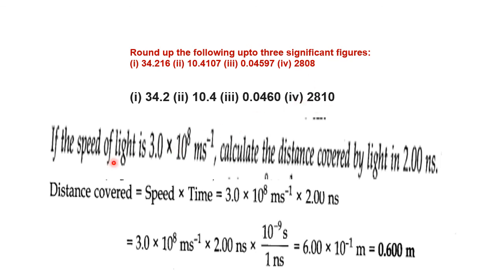Now if the speed of light is 3 into 10 to the power 8 meter per second, calculate the distance covered by light in 2 nanoseconds. 2 nanosecond equals what? In terms of second, it is 10 to the power of minus 9. So after multiplying, you will get 0.6 meter. That means light can travel in 2 nanoseconds a distance of 0.600 meters. All these are very simple examples.